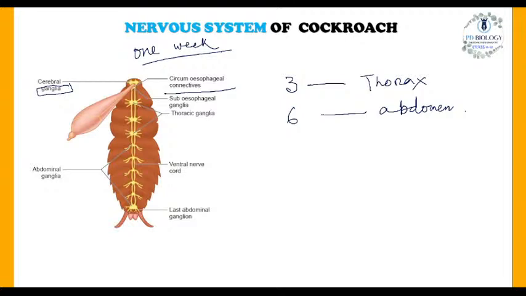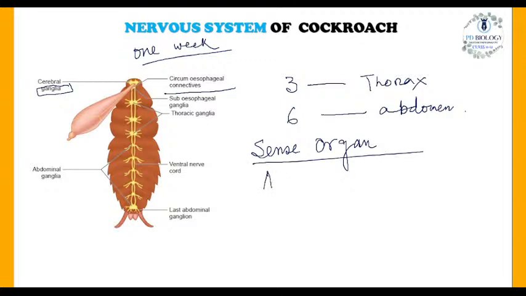The supraoesophageal ganglion, that is in the brain part, supplies nerves to antennae and compound eyes. The sense organs: antennae, eyes, maxillary palp, labial palp, anal cerci, these are the sense organs. Very important. What are the sense organs of cockroach?